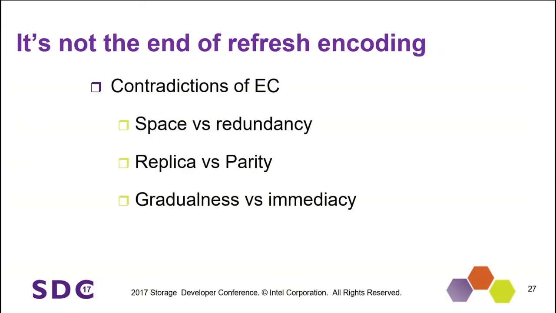Since there are some contradictions in erasure code, for example, storage space versus redundancy, the replica method versus the parity method, and an operation that may be emergent or gradual, because of the existence of these contradictions, it is not the end of refresh encoding.